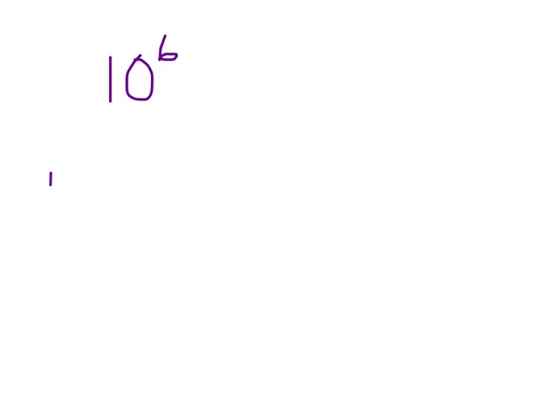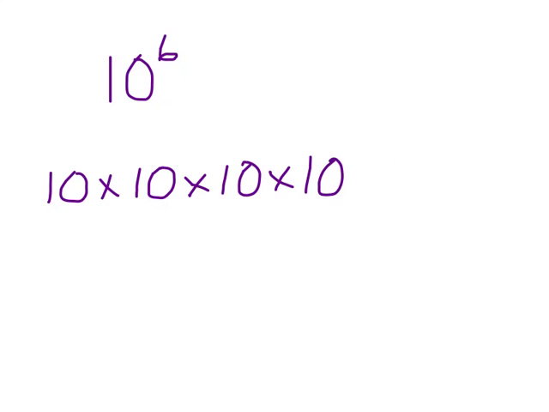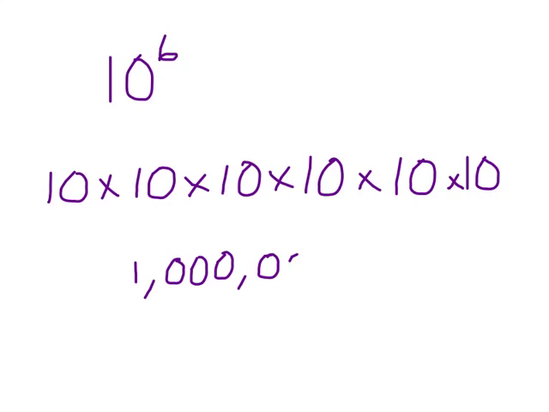10 to the sixth power means that I would multiply 6 tens together. If I did this, I would move over 6 place values, increase 6 place values, and I would get 1 million.